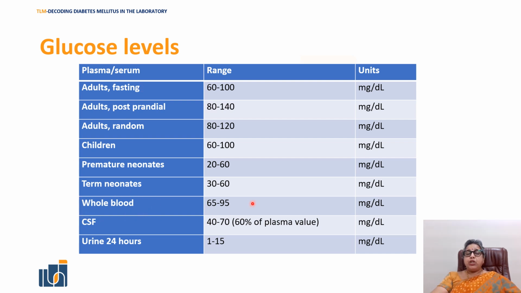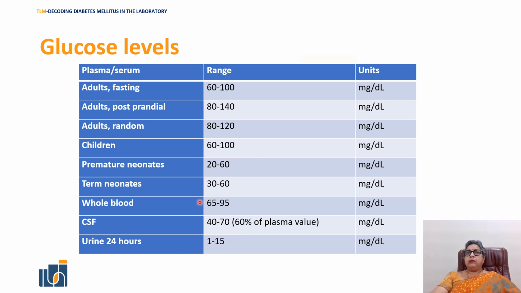Now, when it is measured in whole blood, as we have in glucometers, then it is 65 to 95 milligrams per deciliter. Now, when you measure glucose in CSF, the value is 60% of the plasma value. So it's about 40 to 70 milligrams per deciliter. And in 24 hours urine, it's 1 to 15 milligrams per deciliter.